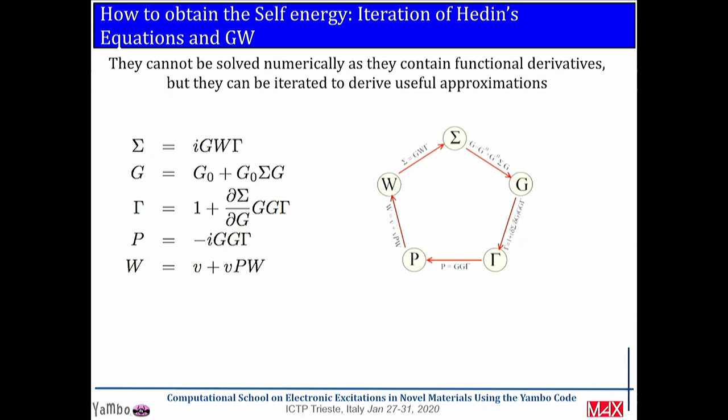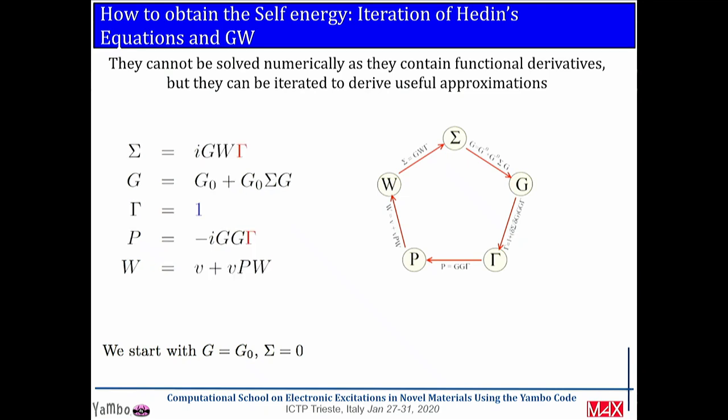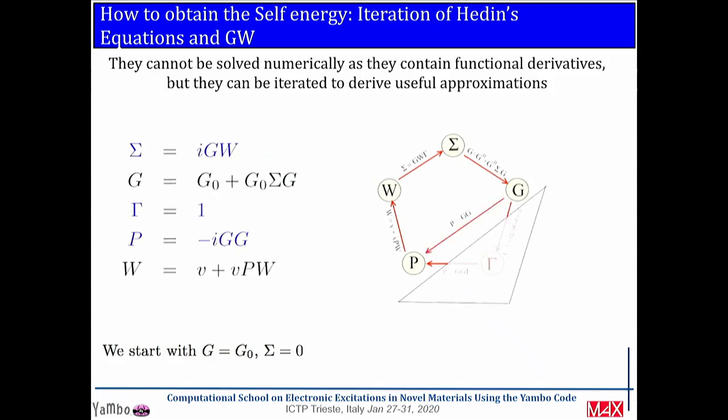Okay, how to obtain now the self-energy? This is the pentagon already shown by Andrea. This is the very famous Hedin equation. I would say that it's quite impossible to solve self-consistently. We can try to iterate, and we start from G equal G naught, so an independent particle calculation. We know how to calculate the Green function of this non-interacting Hamiltonian. We start by setting the self-energy equal to 0, which means that the vertex is neglected, equal to 1, and we arrive at the equations of the GW approximation.